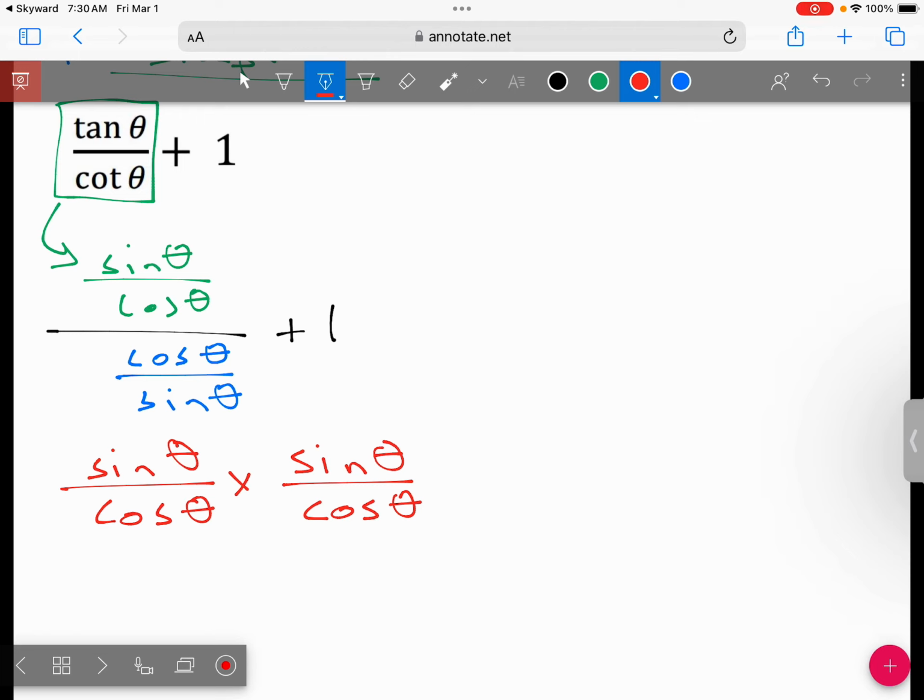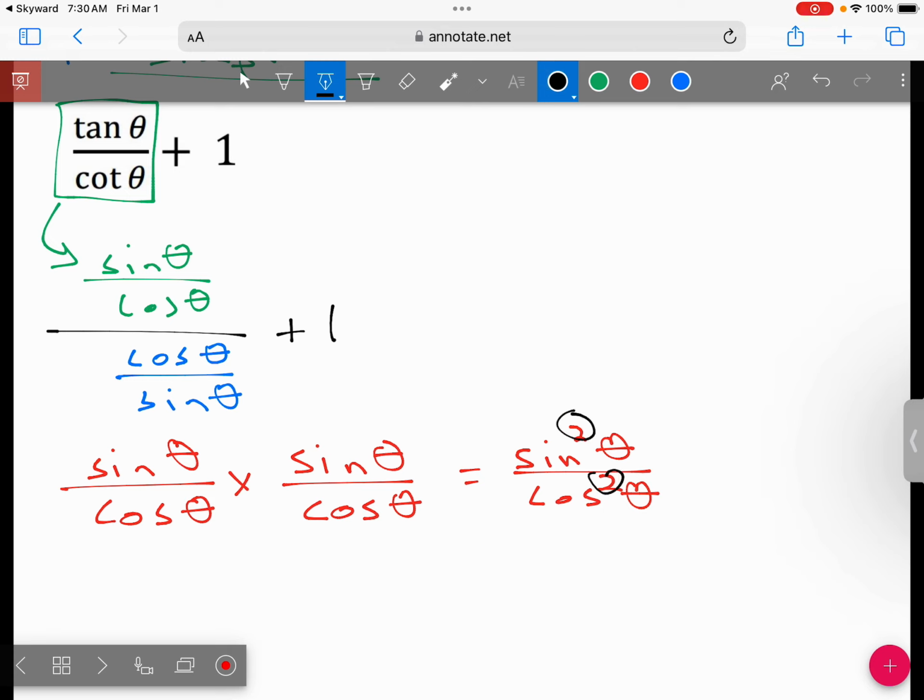What's going to happen when we multiply across? Are things going to cancel? No, they are not going to cancel because there is nothing the same in the numerator and the denominator. What's going to actually happen is we have sine squared theta over cosine squared theta. Anyone know what that equals? Tangent squared theta, exactly. Remember, the squareds don't change our rules as long as they're to the same power.